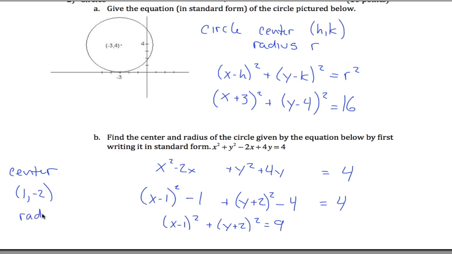And the radius, careful, it's not 9. It'd be really tempting to put 9. But if the radius is r, we have an r squared over here. So 9 is the same as 3 squared, so the radius is 3. So the set of points that satisfy this equation will make a nice little circle whose center is at (1, -2) and whose radius is 3. And that right there is the end of this quiz.